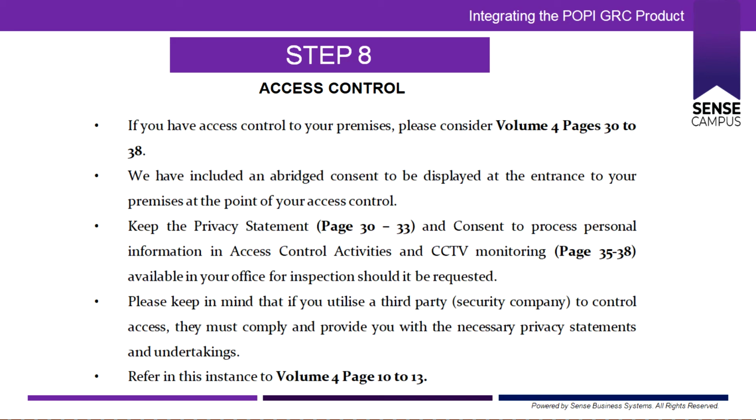Access control. If you have access control to your premises, please consider Volume 4 pages 30 to 38. We have included an abridged consent to be displayed at the entrance to your premises at the point of your access control. Keep the privacy statement, contained in page 30 to 33, and consent to process personal information in access control activities and CCTV monitoring, contained in page 35 to 38, always available in your office for inspection should it be requested.